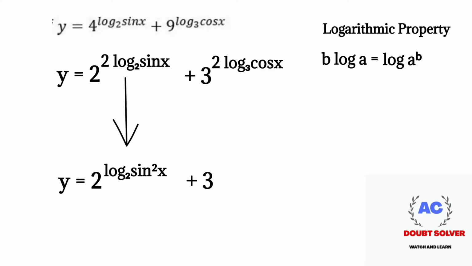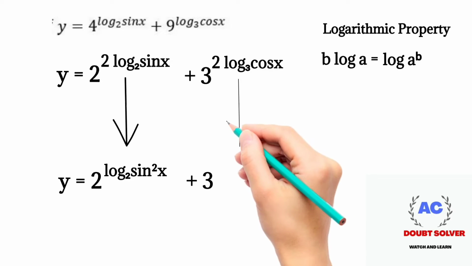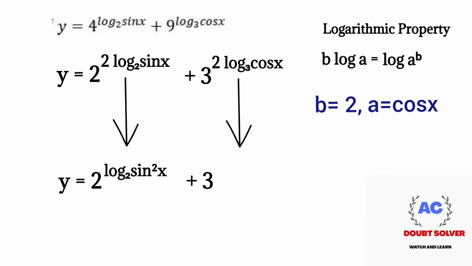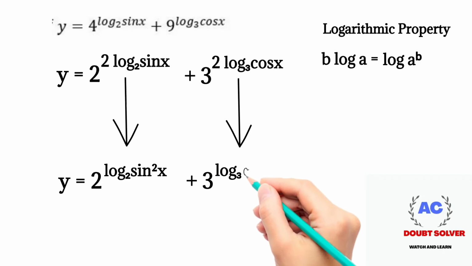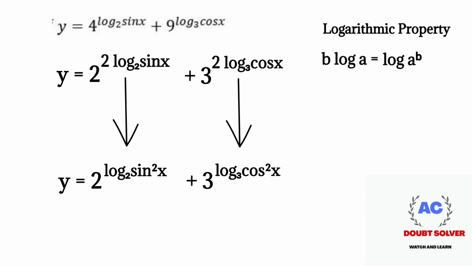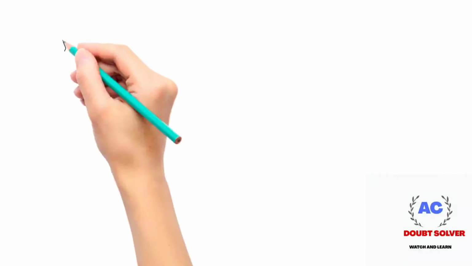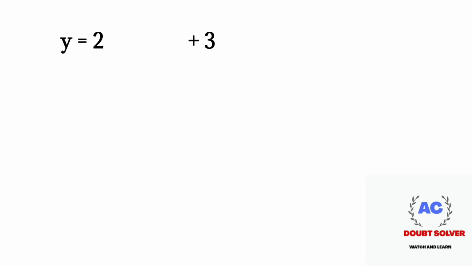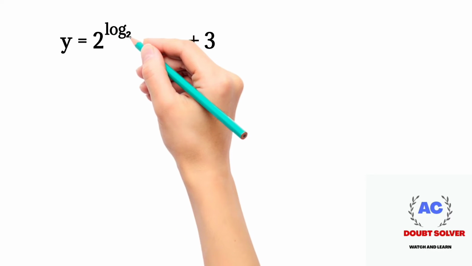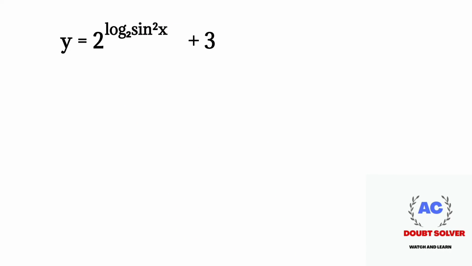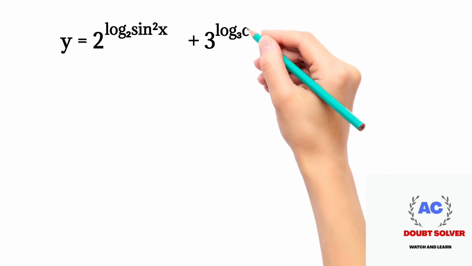Similarly, here we use this property for 2 log base 3 cos x. So therefore it is equal to log a to the power b, meaning log cos x to the power 2, and cos x whole square can be written as cos square x. So it is equal to log to the base 3 cos square x. As we get, y is equal to 2 to the power log to the base 2 sin square x plus 3 to the power log to the base 3 cos square x.